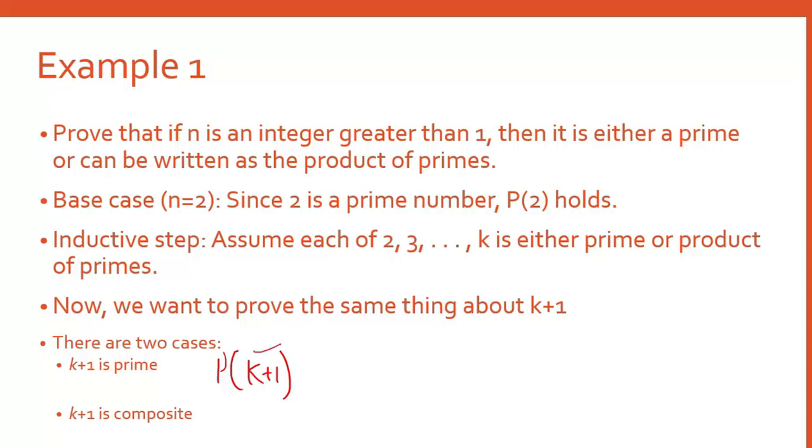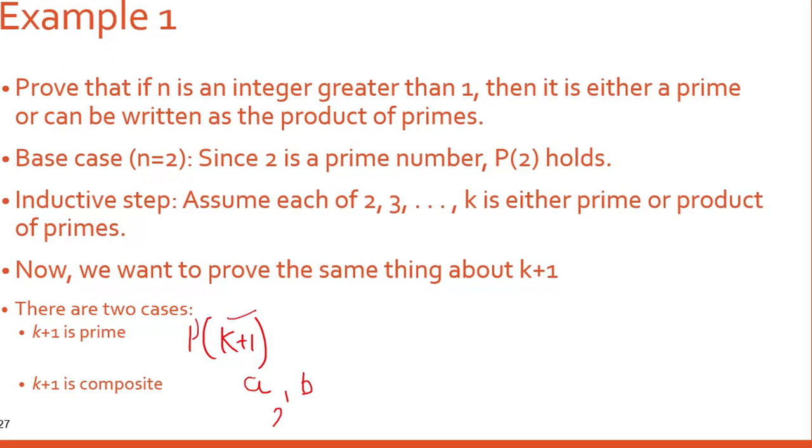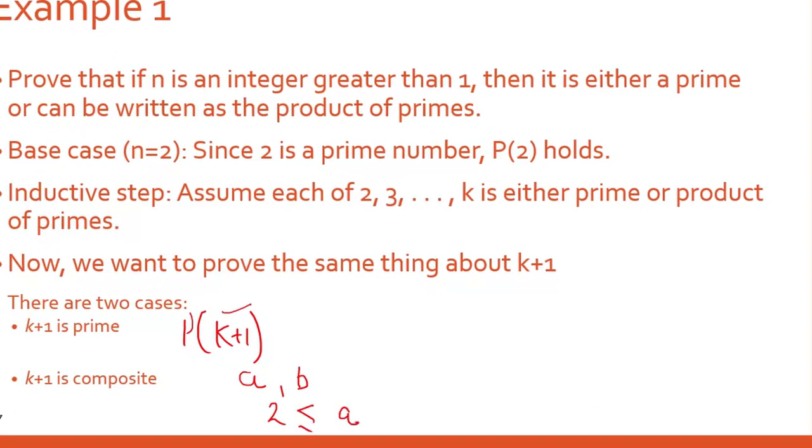In case k plus 1 is a composite number, then k plus 1 can be written as a product of two numbers a and b such that a is greater than or equal to 2, less than or equal to b, and less than k plus 1. Because k plus 1 is a non-prime number, it is equal to the product of two numbers which are less than k plus 1 but greater than or equal to 2.